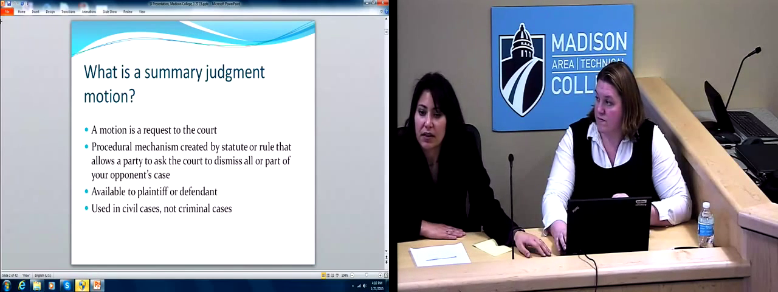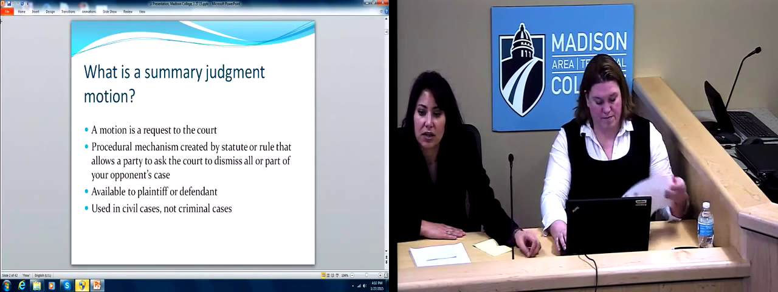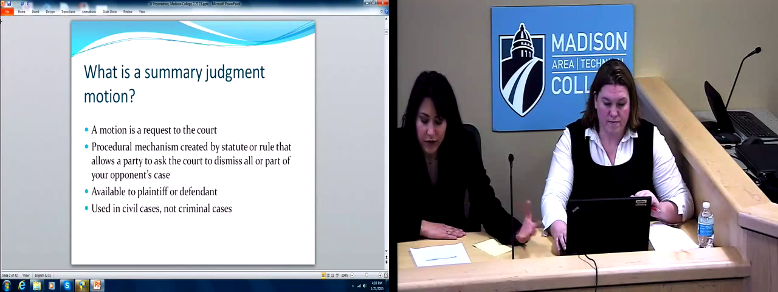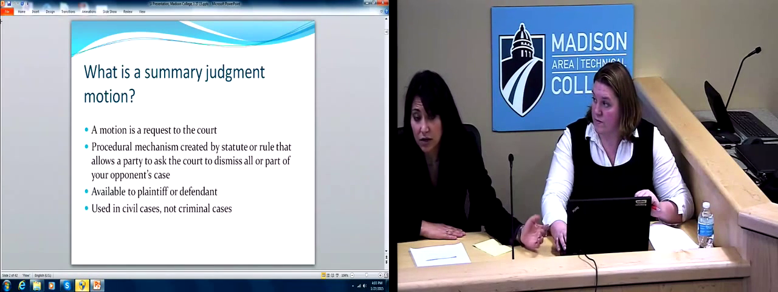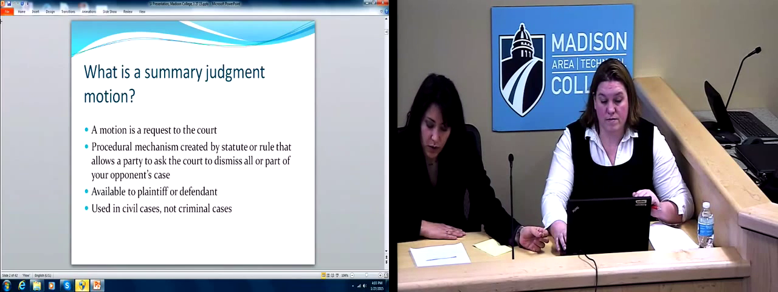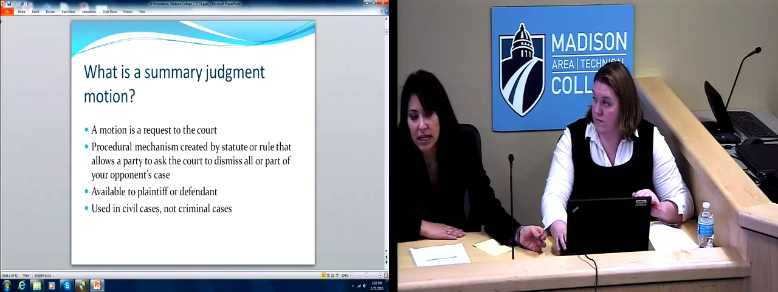The second thing that I want you to understand is to know the essential components or parts of what a summary judgment motion is. So this hopefully will just be the tip of the iceberg. What is a summary judgment motion? Well, first, what is a motion? It's just simply a request that the court do something that you want the court to do. And in terms of summary judgment, it's a request that the court dismiss all or part of your opponent's case.